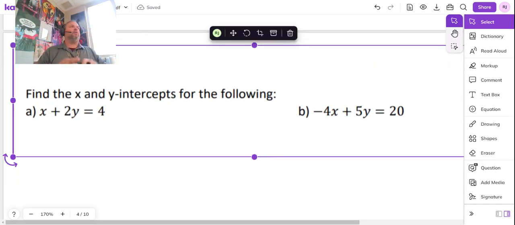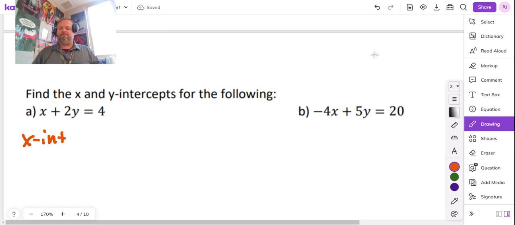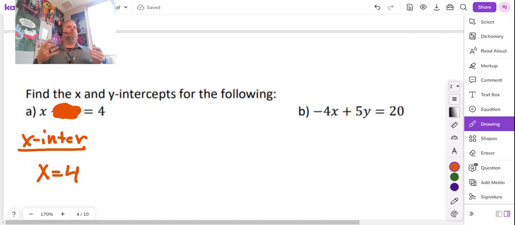For A and B right here, we're just going to practice finding the x and y intercepts. I'm going to find the x-intercept. To do that, I'm covering up the y. Do I have to solve that? No, it's already solved. The reason I don't have to divide is because there's understood to be a 1 right there.